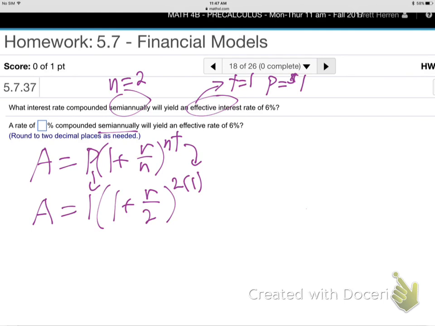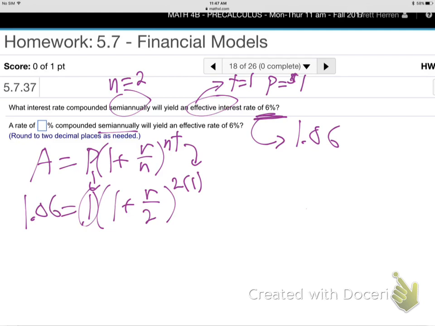Now, what does it mean if your effective rate is 6%? What does that mean about the amount you get after 1 year? What $1 becomes in 1 year? 1.06, right? If the actual result of this investment plan is 6% growth, then $1 in 1 year will become 1.06. So that's what we put in for A. Does that make sense? It's got to be 1.06. Now we can solve for R.